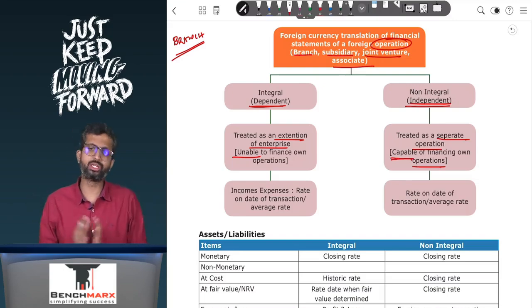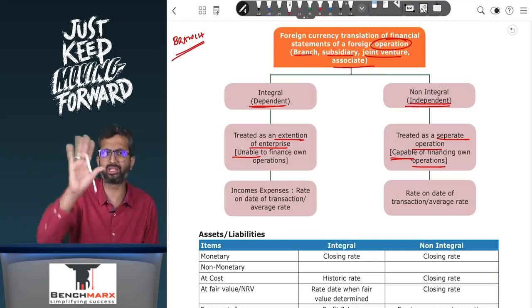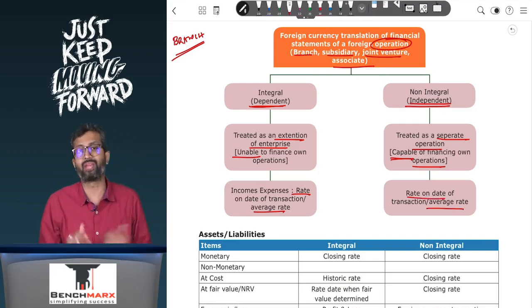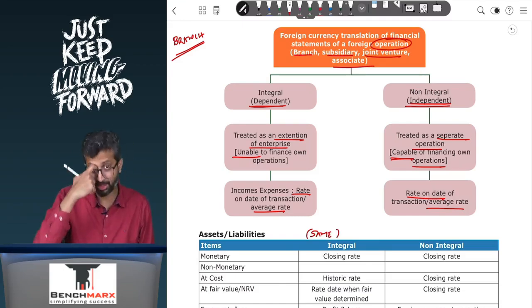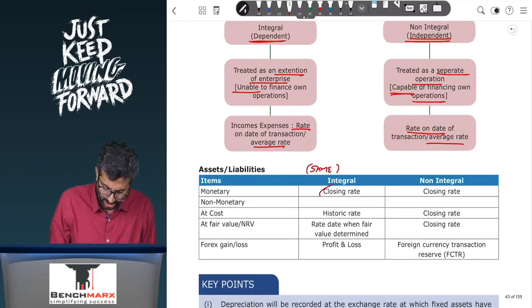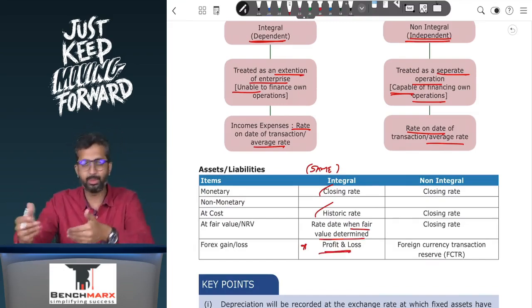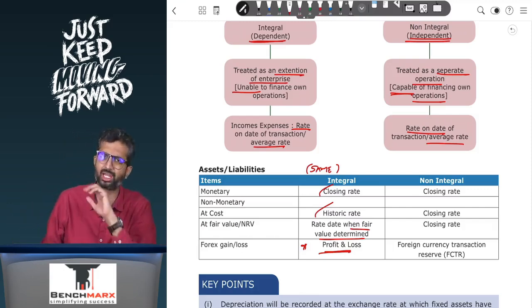For each of these operations, incomes and expenses will be recorded at the rate on the date of transaction, and if that is not available, then the average rate. But for assets and liabilities, in case of an integral operation, this is the same as the earlier part. Monetary items will be at closing rate, non-monetary items at historical rate. If these non-monetary items are shown at fair value, then the rate on the date when fair value is determined, and the gain or loss will go to the P&L. Why? Because eventually, sooner or later, because it is dependent, the money will be repatriated, transferred between the parent and the head office and the branch, and hence the gain will be realized.